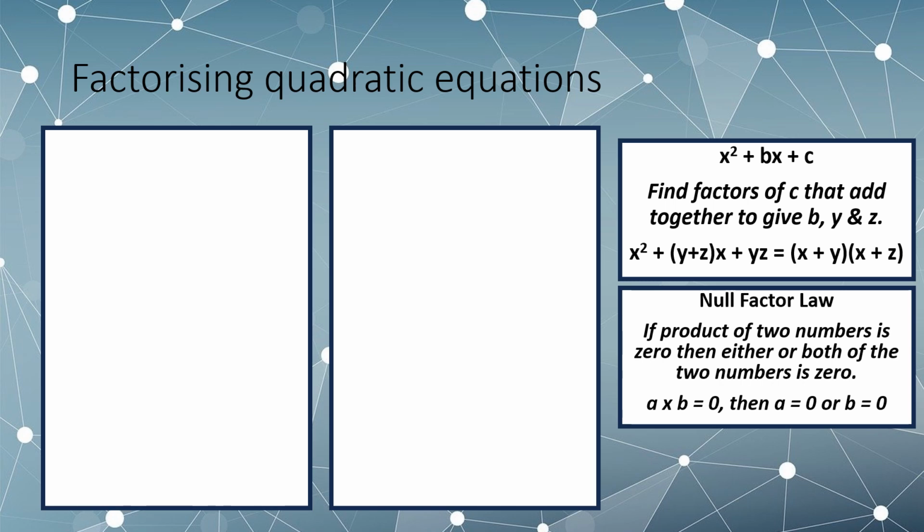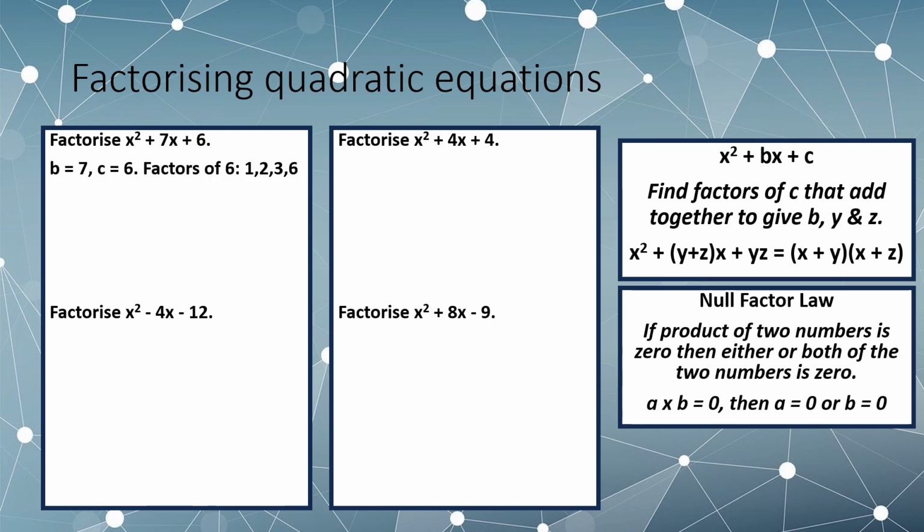So, let's look at our first. We're asked to factorize x squared plus 7x plus 6. So we know our b value is equal to 7 and our c value is equal to 6. So looking at our factors of 6, we have 1, 2, 3, and 6. Now we need to pick 2 of these factors that add up to 7. Obviously they need to be a factored pair, so 2 and 3, 1 and 6. We know that 1 plus 6 equals 7.